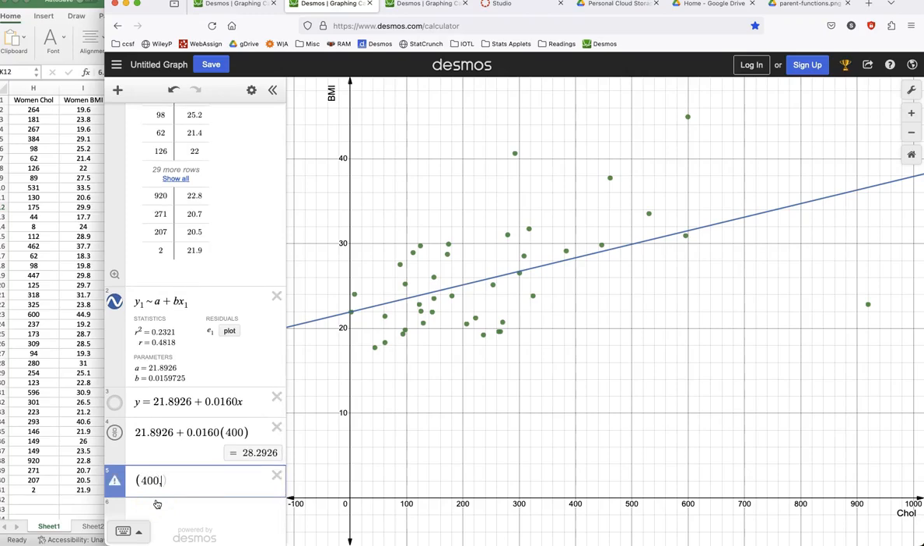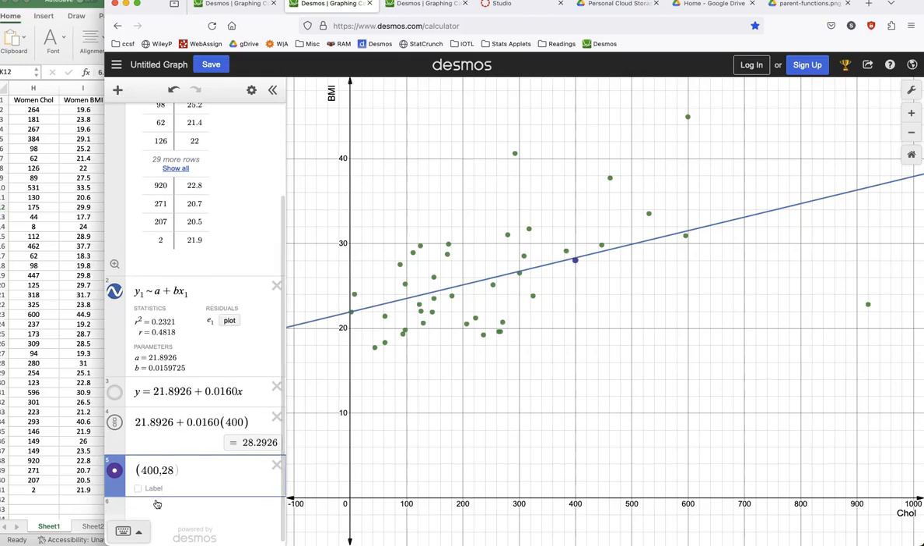for the cholesterol level, comma, 28.2926 for the BMI. This point is on the line, and it should be, because we use the equation of this line to estimate the corresponding BMI for the individual with the 400 cholesterol level.